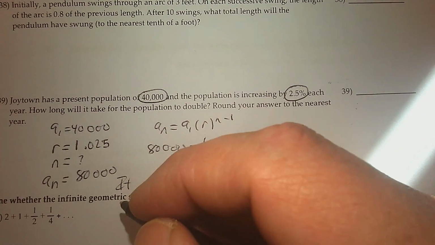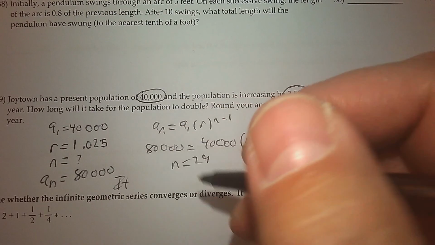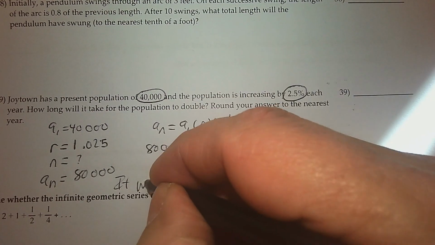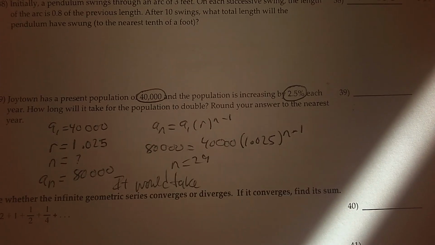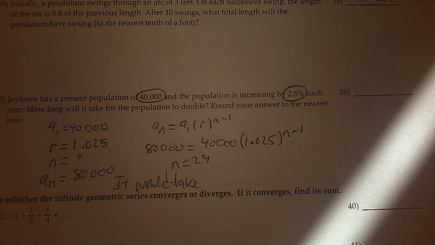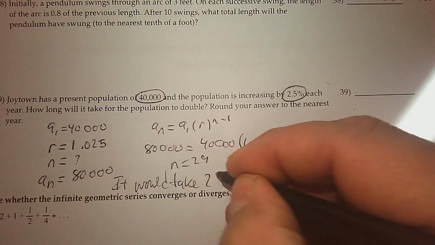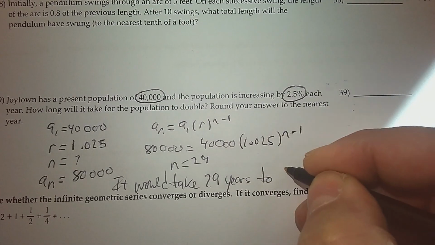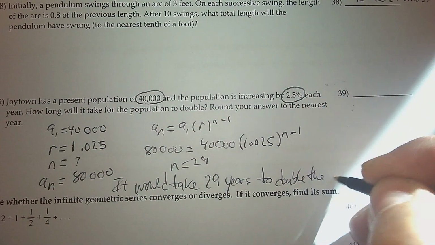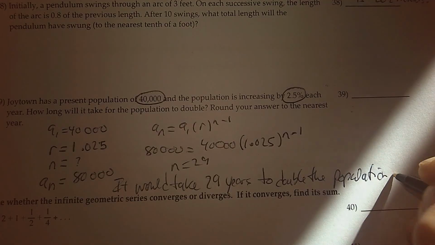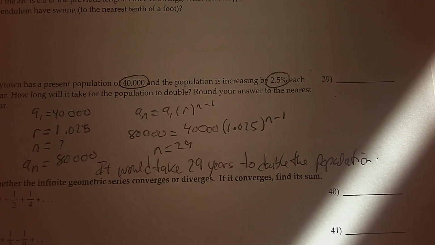Is it not working or the battery's not working? No, it just says... I did not send you the answer. Oh, because we didn't type it in. So the first thing you need to type in was 80,000 equals. Oh, okay, we didn't have an equation. You just typed in the right side of the equation. All right, it would take how many years? So if it's growing at 2.5% a year, it would take 29 years to double the population.